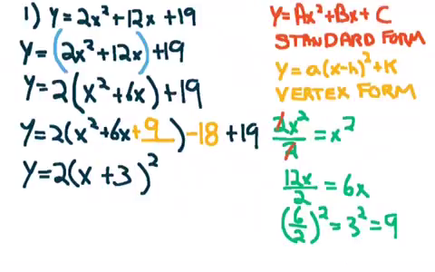So now we have factored this expression. That's what this is. So this x plus 3 squared is the same as x squared plus 6x plus 9. Now, we just bring our constants down. We'll go ahead and combine those. So negative 18 plus 19, that's just going to give me plus 1.